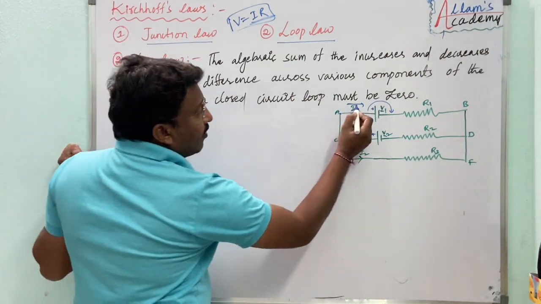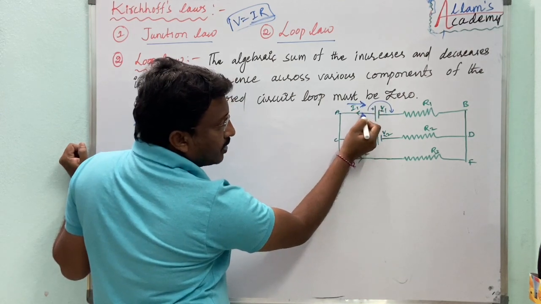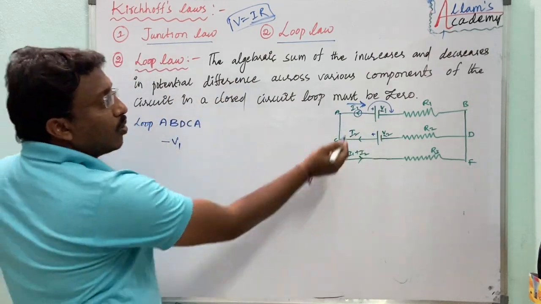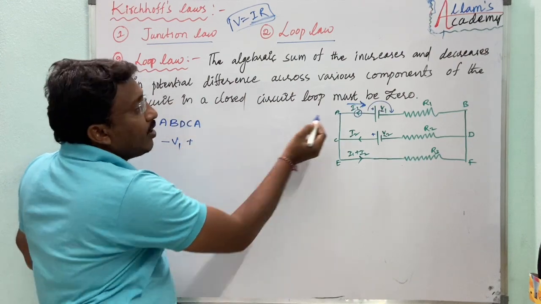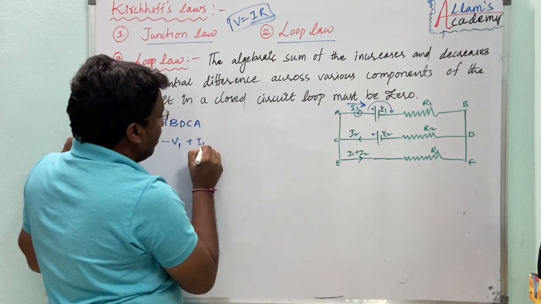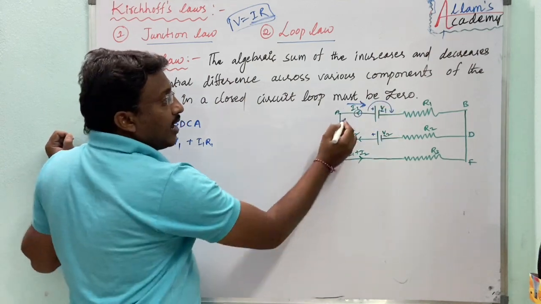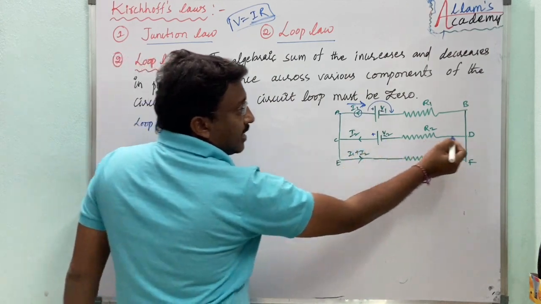So here we are going in this direction, but the current is in the opposite direction. The arrow mark is indicating the direction of current. Both are opposite, so we have to take positive IR, that means positive I1 R1. Then A, B, D, and again D to C.